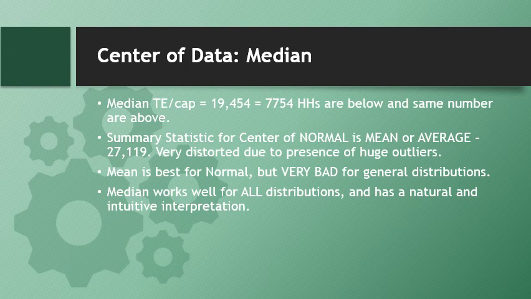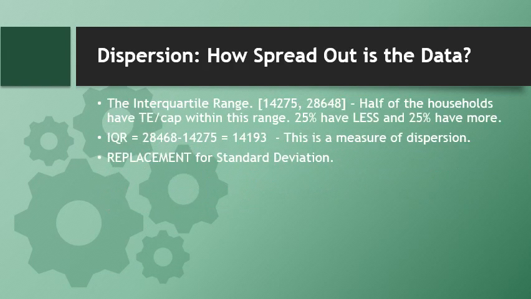It's a very natural and intuitive summary statistic. The summary statistics also explain to us how widely spread out the data is. So the first measure of this, called the interquartile range, goes from Q1, the first quartile, 14,275, to Q3, 28,648. The difference between these is about 14,193, and this is called the IQR, the interquartile range. This is a measure of dispersion.